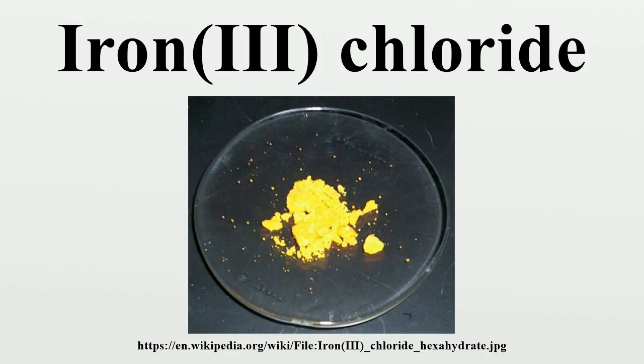FeCl3 plus 3 C2H5O-Na+ gives Fe(OC2H5)3 plus 3 NaCl. Oxalates react rapidly with aqueous iron chloride to give [Fe(C2O4)3]3-.